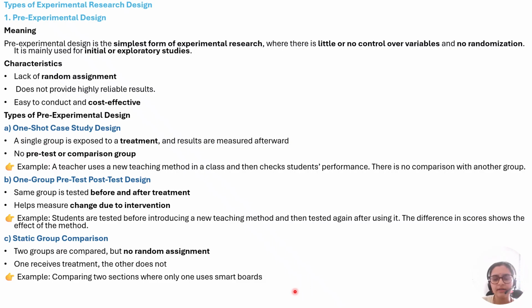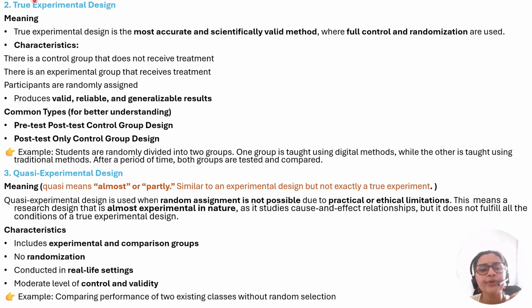This question is a bit challenging. That's why I'm explaining every word in detail. The second type is true experimental design. True experimental design is the most accurate and scientifically valid method. There is full control over the variable. The researcher will take full control over the variables. In the previous one, there is no control over the variables. Now here, there is full control and randomization is used.